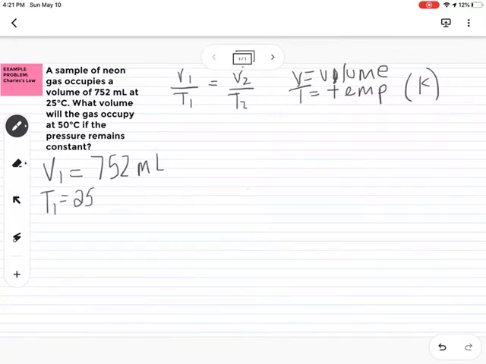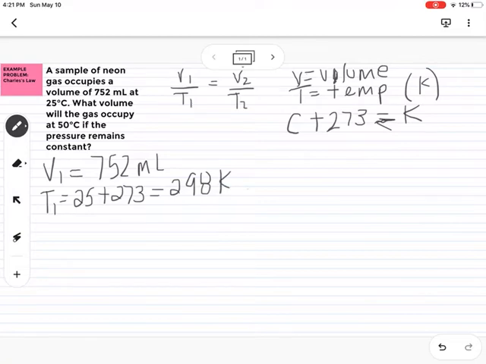But in order for me to turn it into Kelvin, we have Celsius plus 273. That's going to equal Kelvin. So I'm going to add 273 to convert this into Kelvin. And 25 plus 273 is 298.